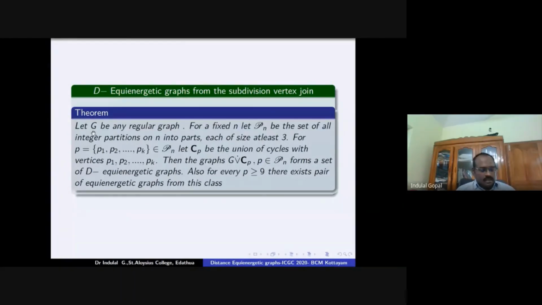We obtained this: let G be any r-regular graph, and for a fixed n, let Pn be the set of all integer partitions of n into parts, each of size at least 3. And for P equal to P1, P2, etc., Pk, consider Cp. As I mentioned earlier, we can replace this Cp by any graph whose least eigenvalue is -2, and there are several. Just for uniformity, we use Cp, the union of cycles with these vertices. Then the graphs G1 subdivision vertex join Cp form a family of D equi-energetic graphs.